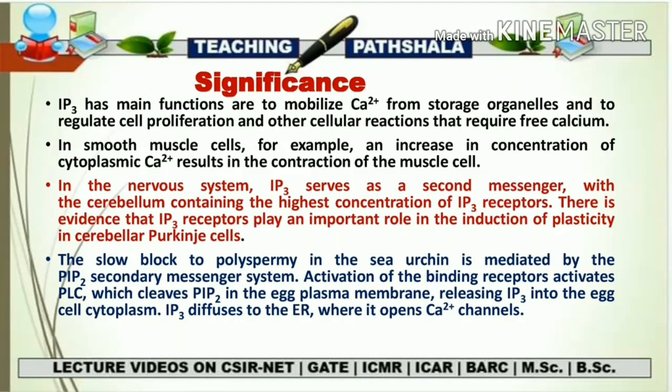Along with that, the IP3 is going to serve as a second messenger for the nervous system. The IP3-DAG pathway also has a very important role in the slow block of polyspermy in a sea urchin. It is a particular creature that is present in water. When we study the sea urchin in developmental biology, at that time we will see that there is a slow blockage of polyspermy with the help of this IP3-DAG pathway, because the high amount of calcium released from this pathway helps in the polyspermy blockage.